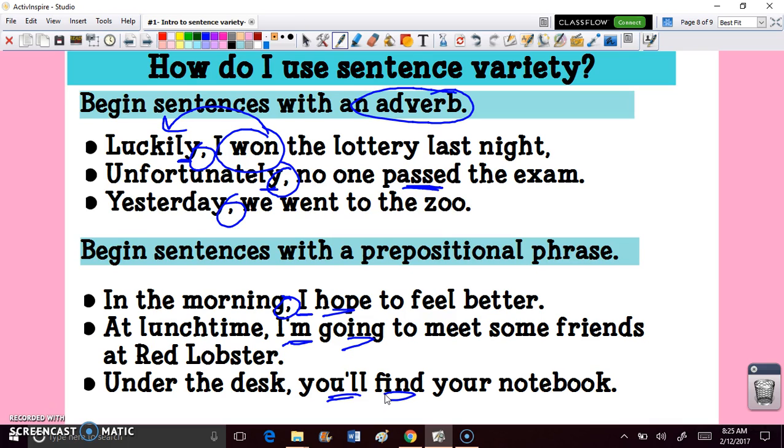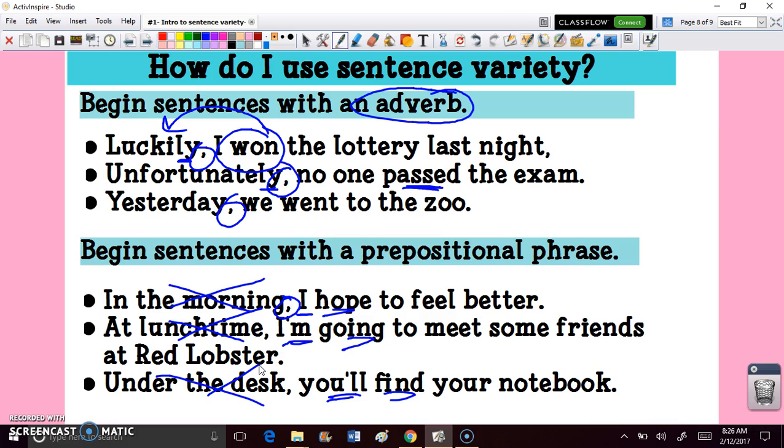All of these make your sentences a little bit more interesting than if we took the phrases out. I hope to feel better. I'm going to meet some friends at Red Lobster. You'll find your notebook. All of these sentences, if that was the paragraph, they all have the same kind of flow to them. Adding these prepositional phrases just adds a little variety.